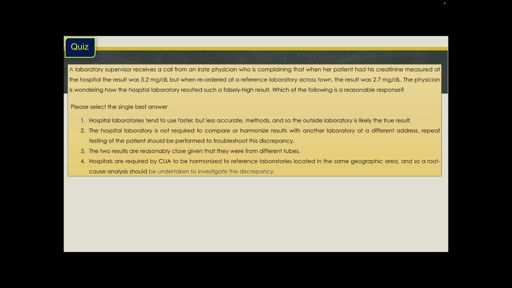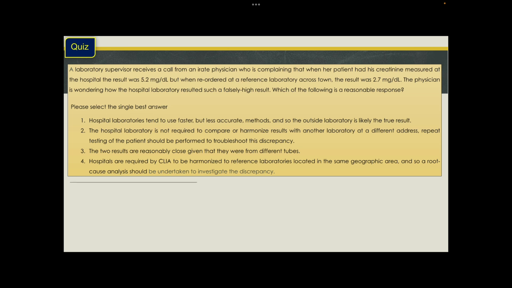1. Hospital laboratories tend to use faster, but less accurate, methods, and so the outside laboratory is likely the true result. 2. The hospital laboratory is not required to compare or harmonize results with another laboratory at a different address. Repeat testing of the patient should be performed to troubleshoot this discrepancy. 3. The two results are reasonably close given that they were from different tubes. 4. Hospitals are required by CLIA to be harmonized to reference laboratories located in the same geographic area, and so a root cause analysis should be undertaken to investigate the discrepancy.